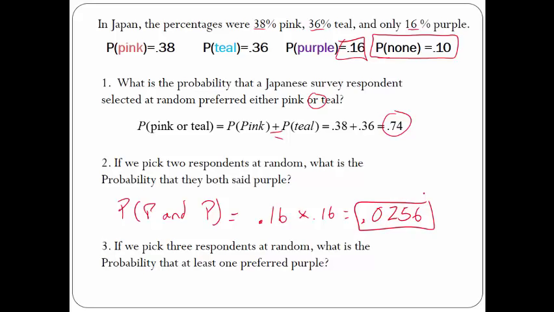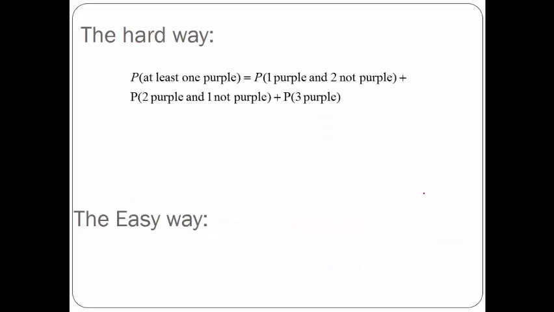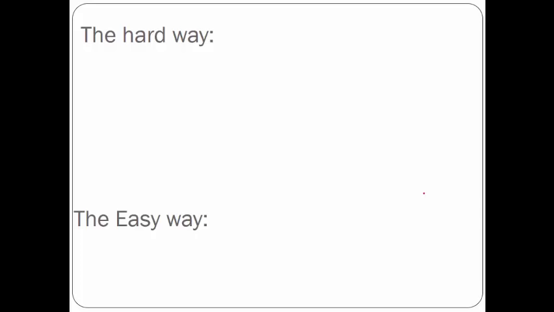And then finally, if we pick 3 people at a time, what's the probability at least one preferred purple? This is a little different. Actually, there are 2 ways we can go about this, the hard way first. If we think about it, at least one means there are options here. It could be one person, or 2 people, or all 3 said purple. So there's "or," which gives an indication of adding. What makes this really annoying, we're just going to call P purple.